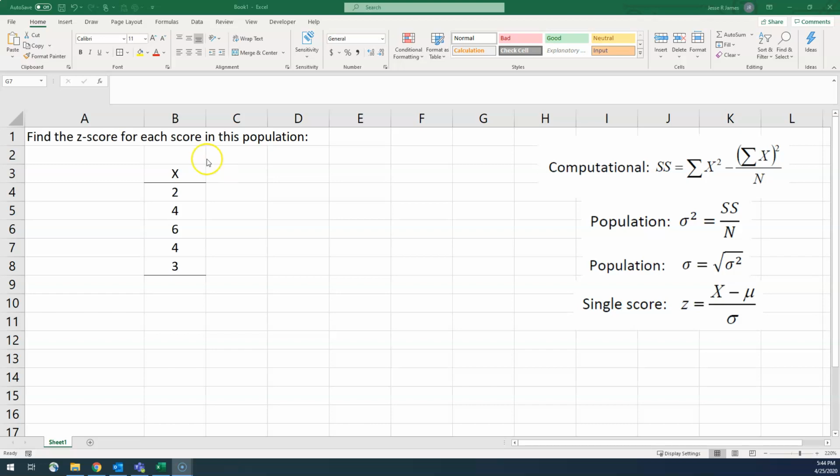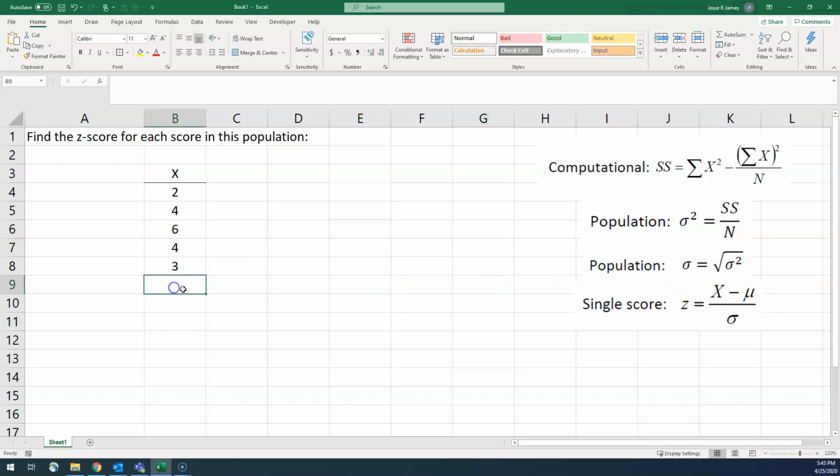Now, in order to keep us on track and guide our thinking, I have copied and pasted the formulas that we're going to need from the formula sheet into this Excel spreadsheet. The first one is the computational sum of squares, which is then used in computing the variance right here. And this variance is used in computing the standard deviation right there. And of course, that standard deviation is needed inside this z formula. Also needed in this z formula are the original x scores right here and the mean of the scores.